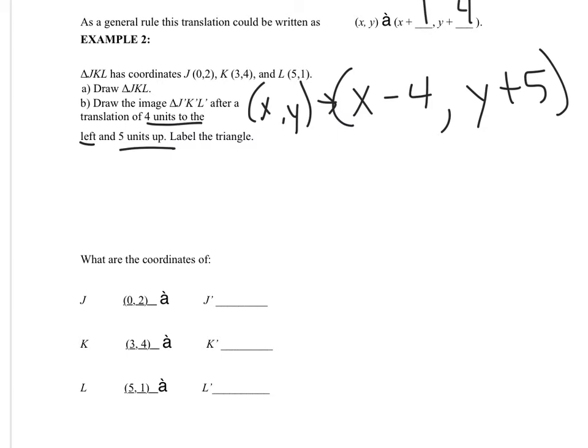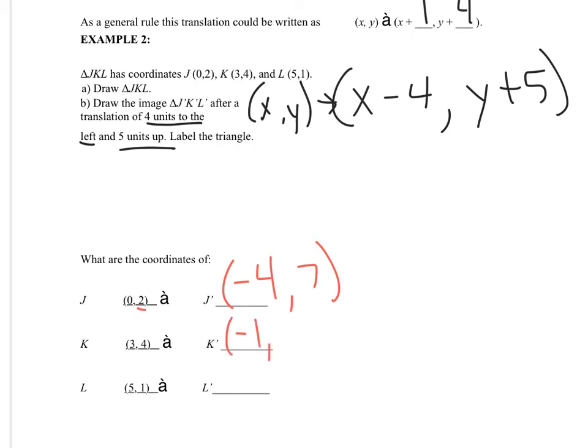Let's just focus on the actual getting the new points taken down. All right. So if my J is 0, 2, my X is 0, I need to subtract 4 from that. So when I do 0 minus 4, that gives me a negative 4. And then 2 plus 5 gives us 7. All right. Then look, so that's the new point for J. Then let's go on over to K. All right. K is the X for K is 3, so 3 minus 4 is -1.